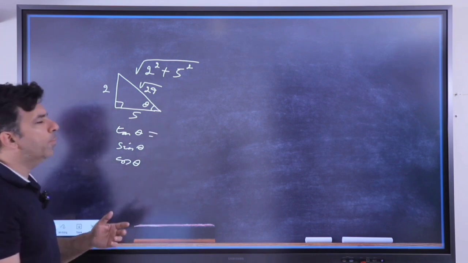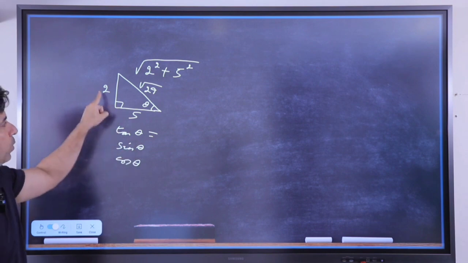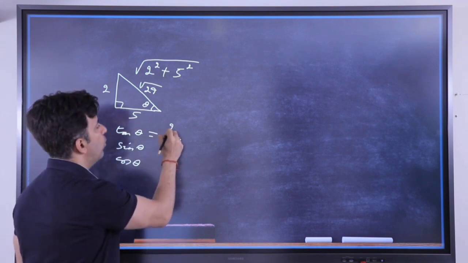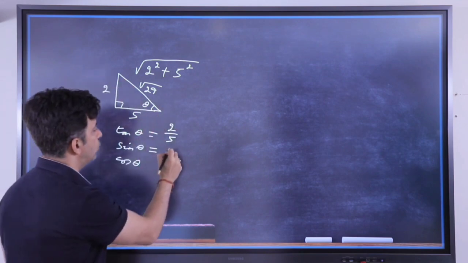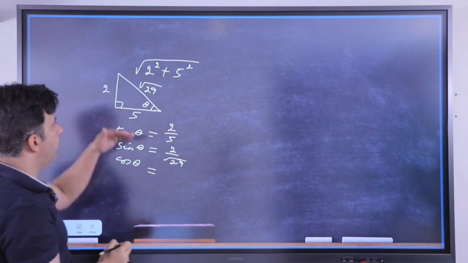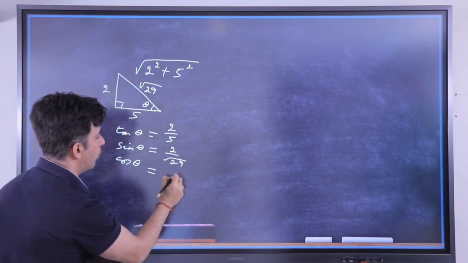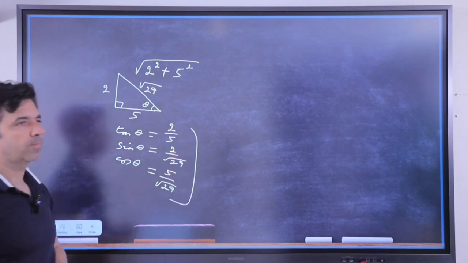So now we can easily list down all these three. Tan theta is perpendicular upon base, which is 2 upon 5. Sine theta is perpendicular upon hypotenuse, which is 2 upon square root of 29. And cos theta is base upon hypotenuse, which is 5 upon square root of 29. This would be the answer.